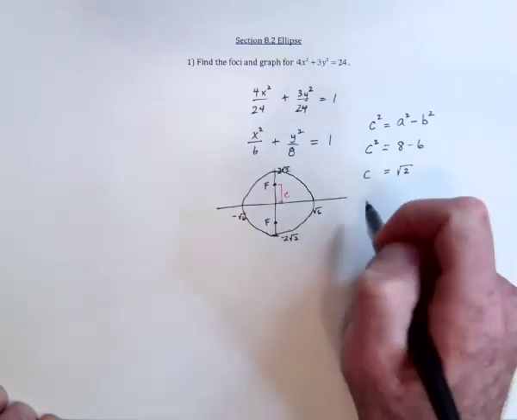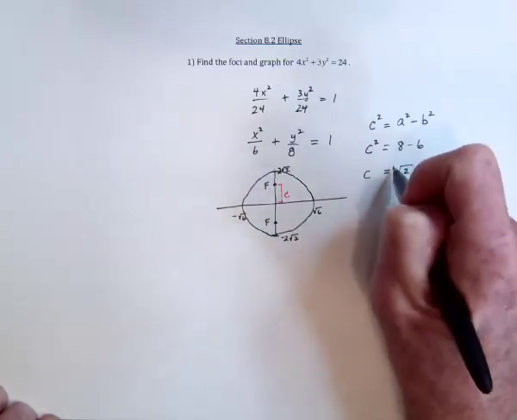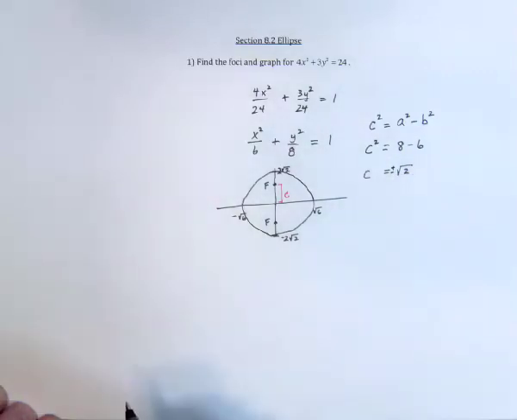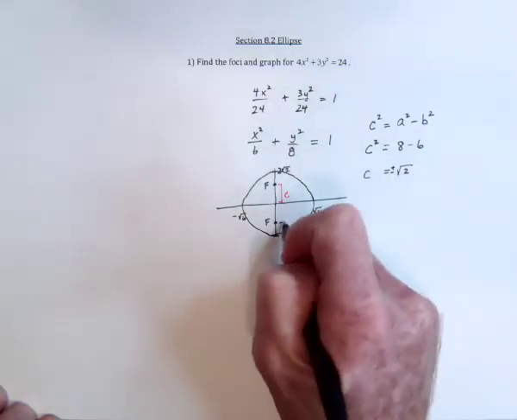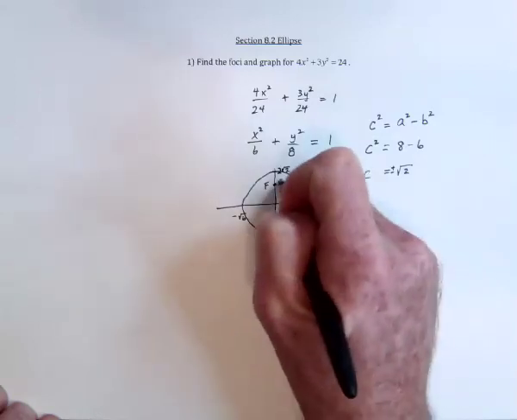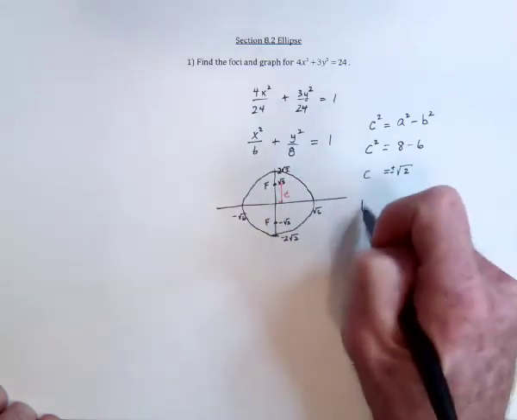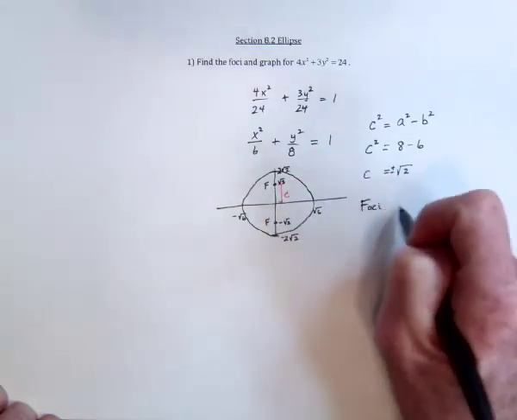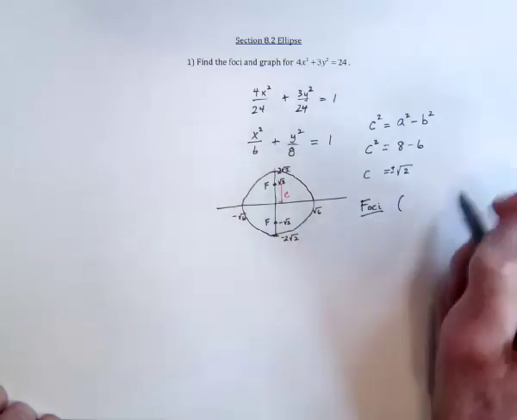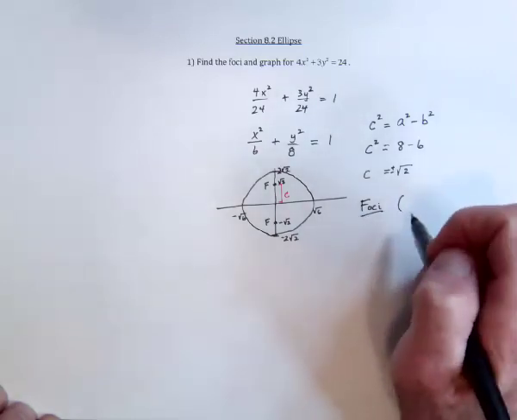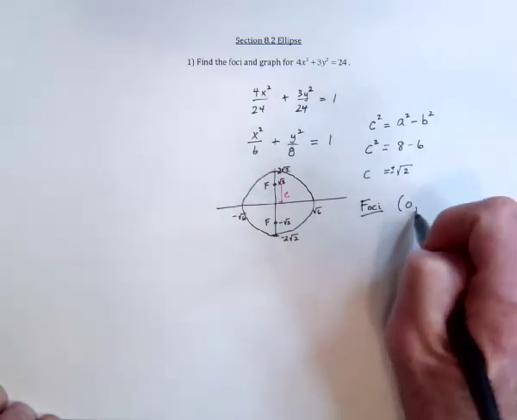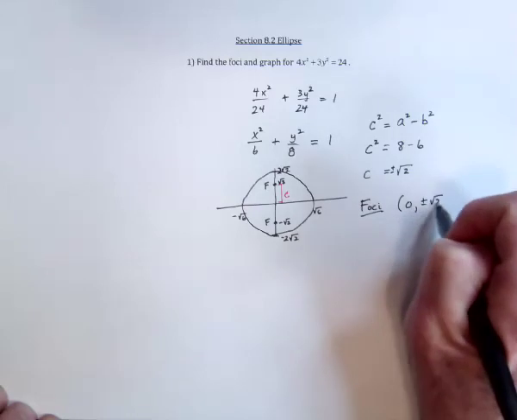So we've got the focus point. There's also a negative one, so I should put plus and minus the square root of 2. So there's this one at the negative square root of 2, and this one at the positive square root of 2, and then finally I can label it like this. The focus points are at x is 0 and y is plus or minus the square root of 2.